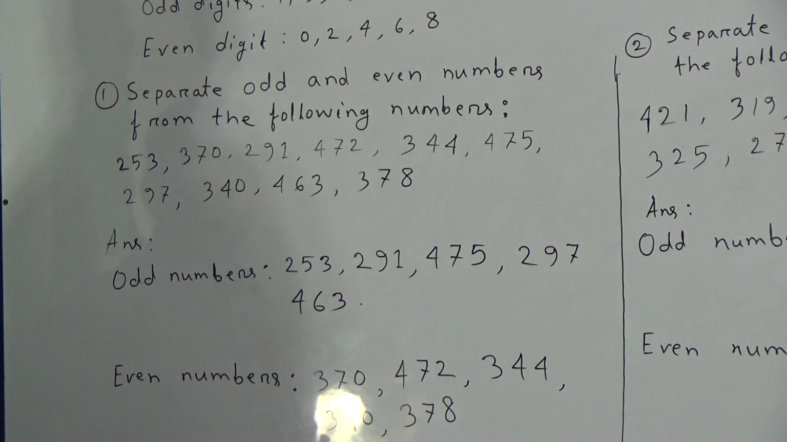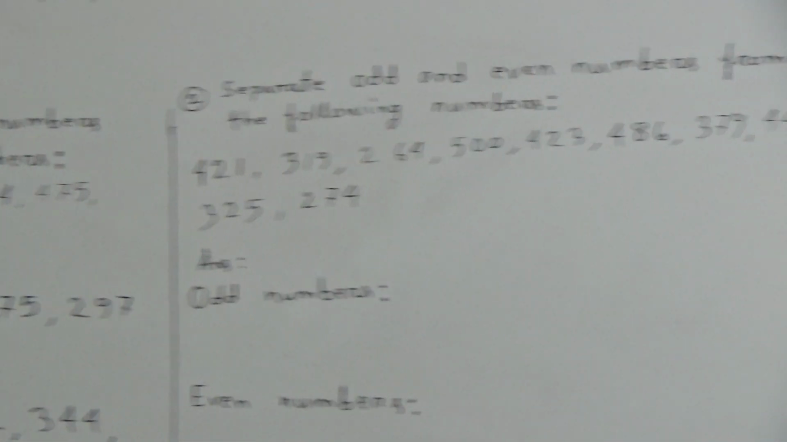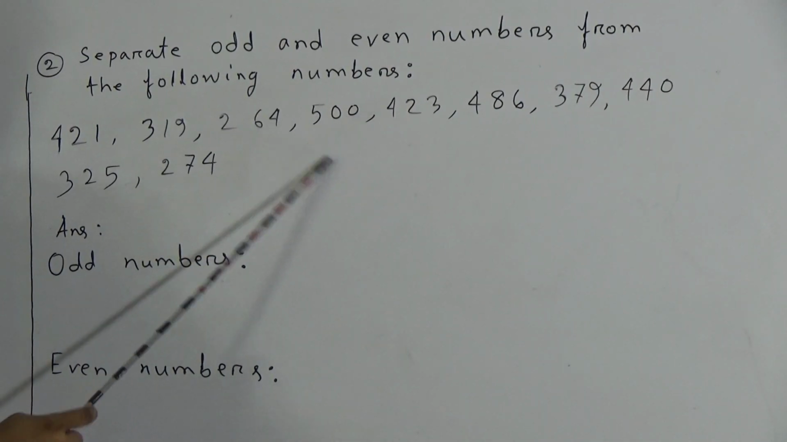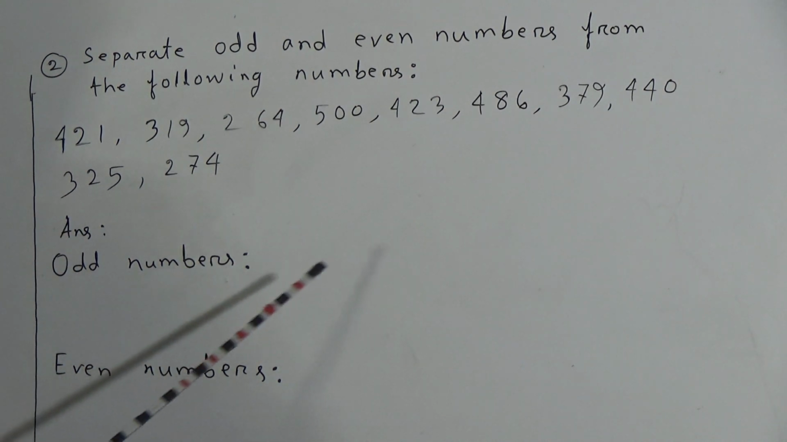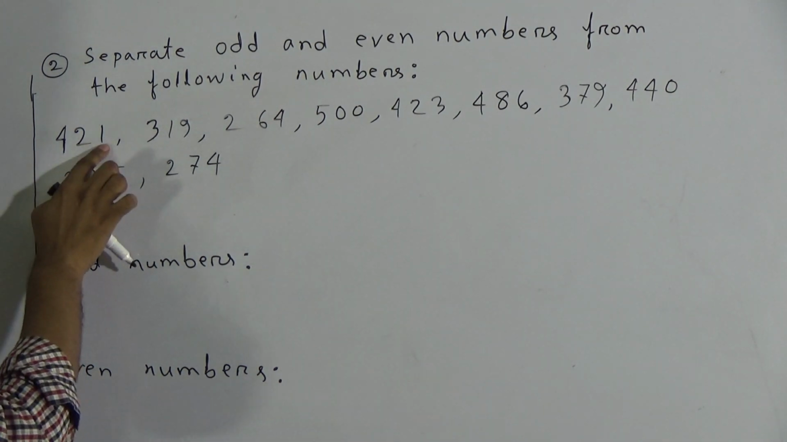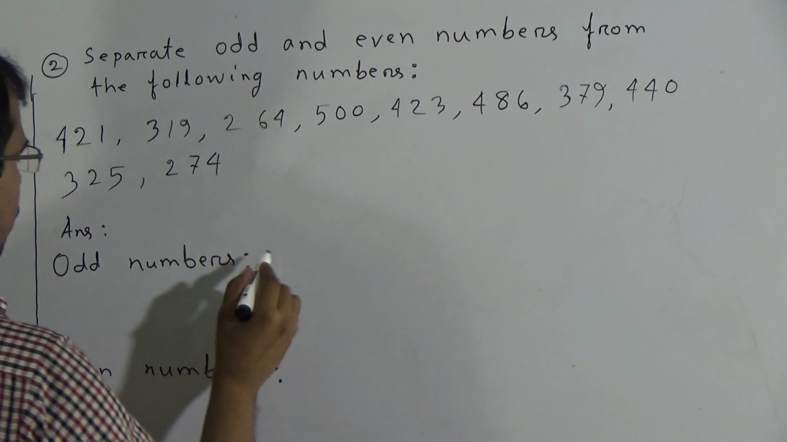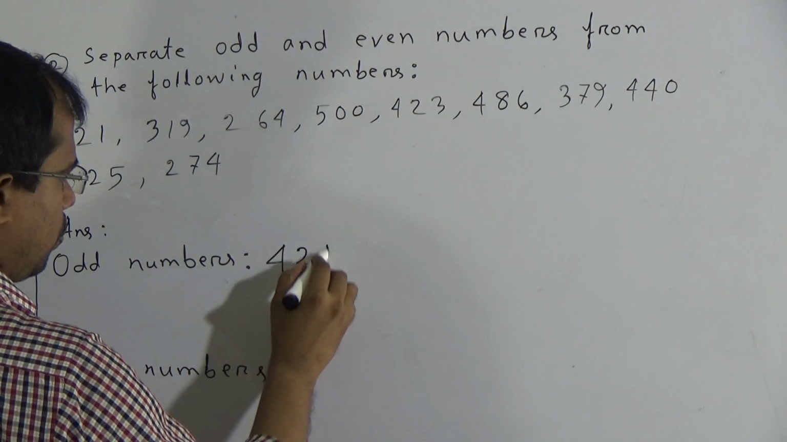Okay, dear the students, we have solved one number. Now we will solve now two number question. Here another 10 numbers given, and we have to separate odd numbers and even numbers. We will write odd numbers in this place and we will write even numbers in this place. At first 421. Here ones place digit is 1. 1 is odd digit, so 421 will be odd number.